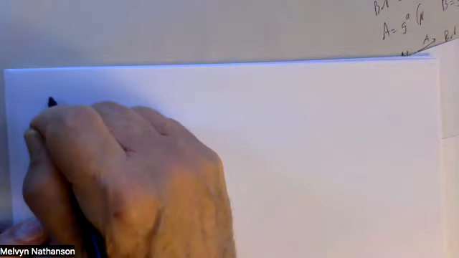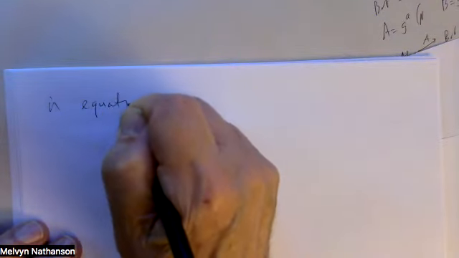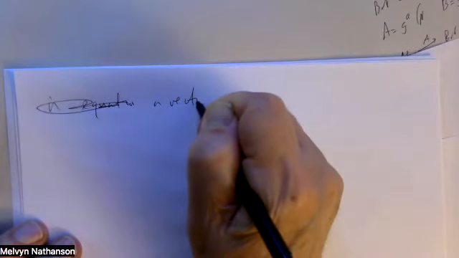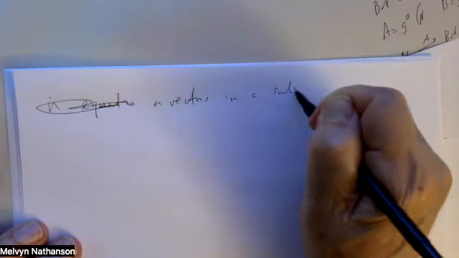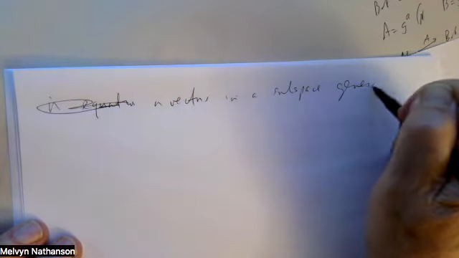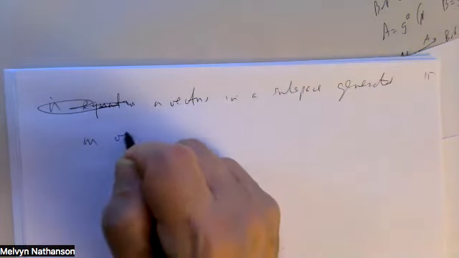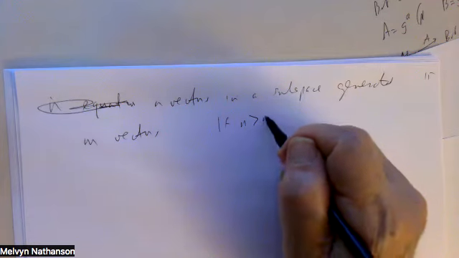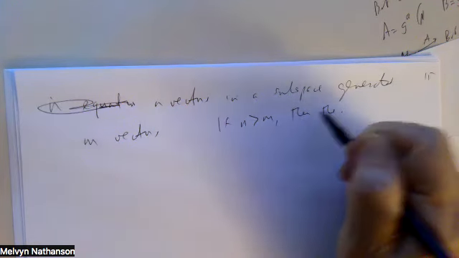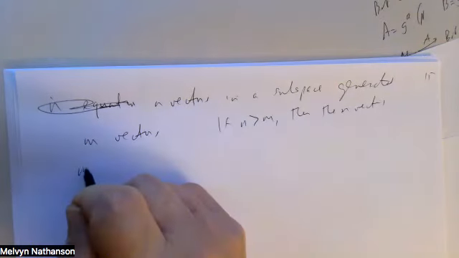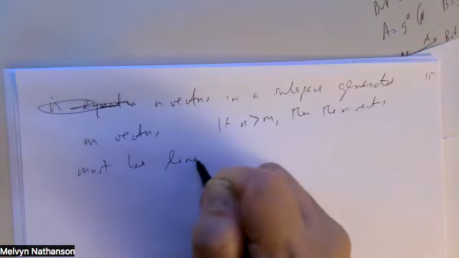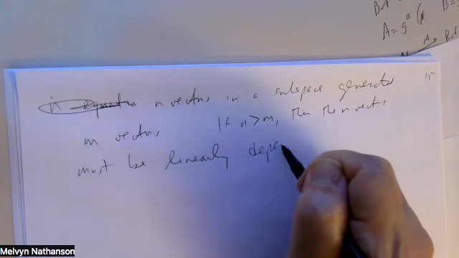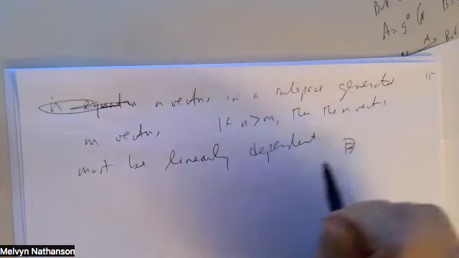So this is a fundamental result. If you have n vectors in a subspace generated by m vectors, if n is bigger than m, then the n vectors must be linearly dependent. That's this theorem 111.